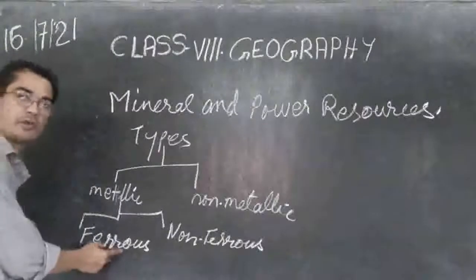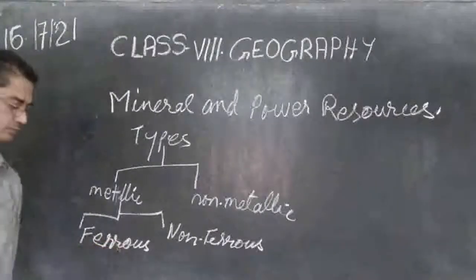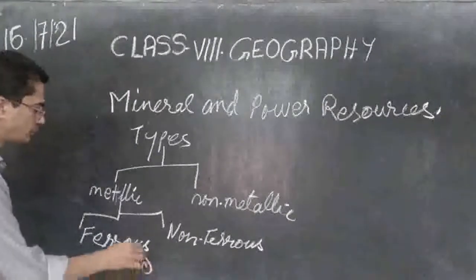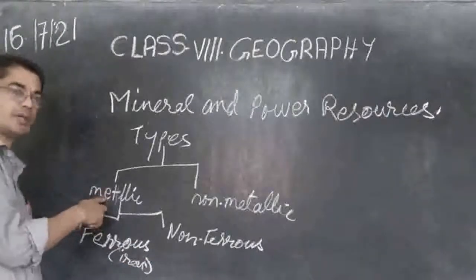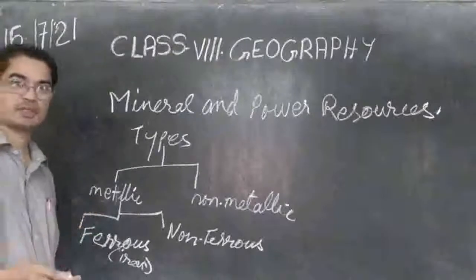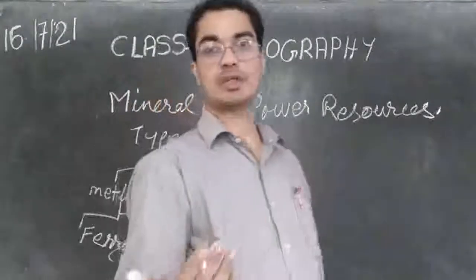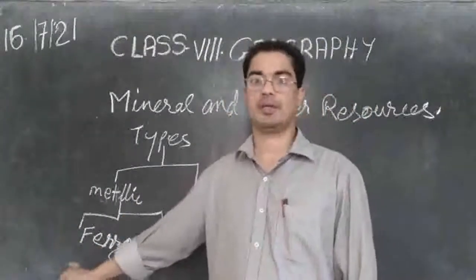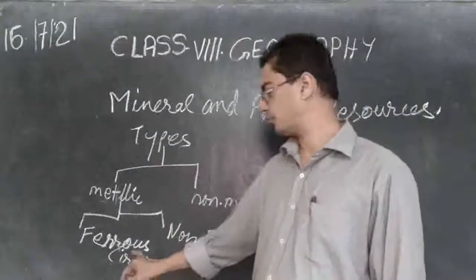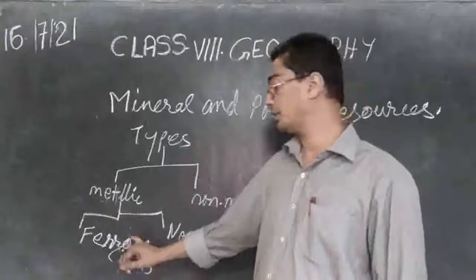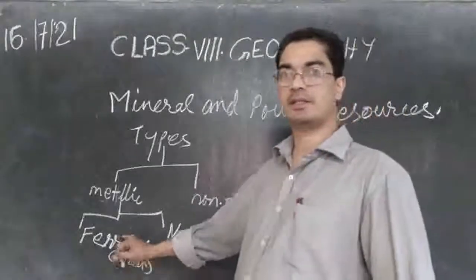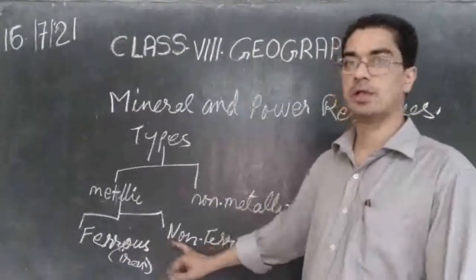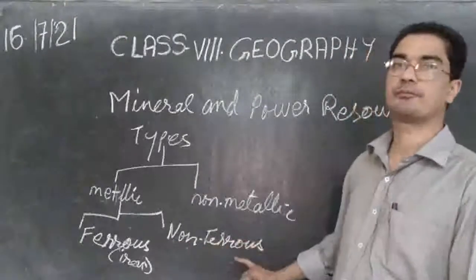Ferrous and non-ferrous. Ferrous means containing iron inside. Metallic means containing metals, and there are different types of metals: iron, copper, silver, gold. So we divide them into two again. One type of minerals contains only iron, ferrous minerals. That means only iron ore is there, and all the other metals that are found are together called non-ferrous minerals.